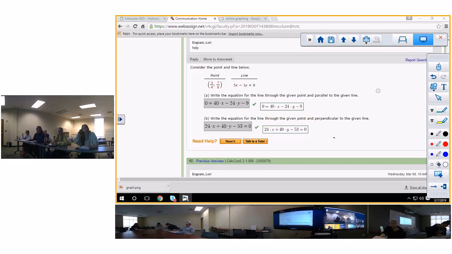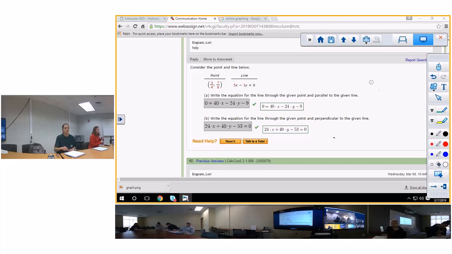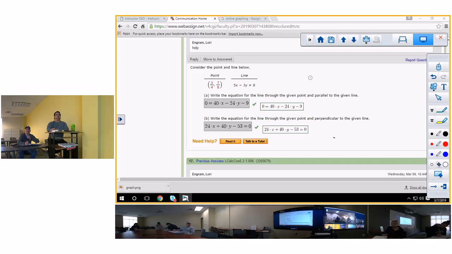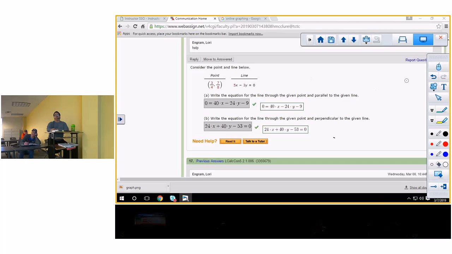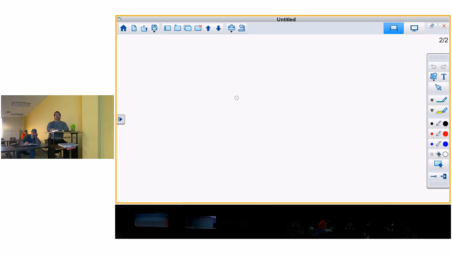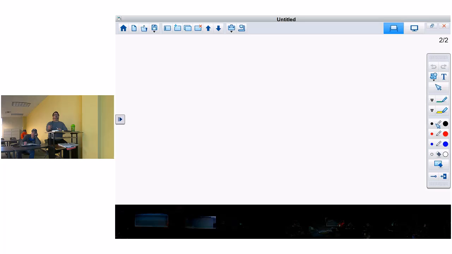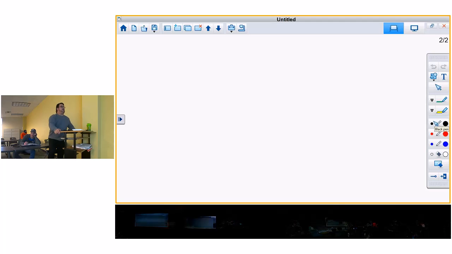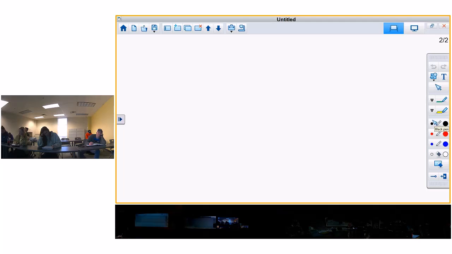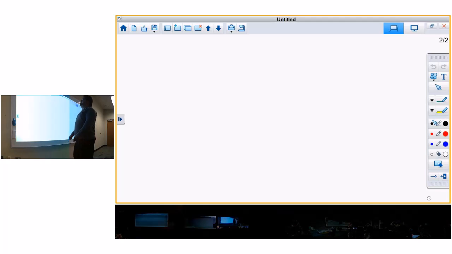Have I told y'all that WebAssign sucks? All right, y'all got it written down? Yes, sir. All right, let's go to the whiteboard. Now, this is a good question because it's fractions, and I like to put the fractions on there because it makes y'all quit.